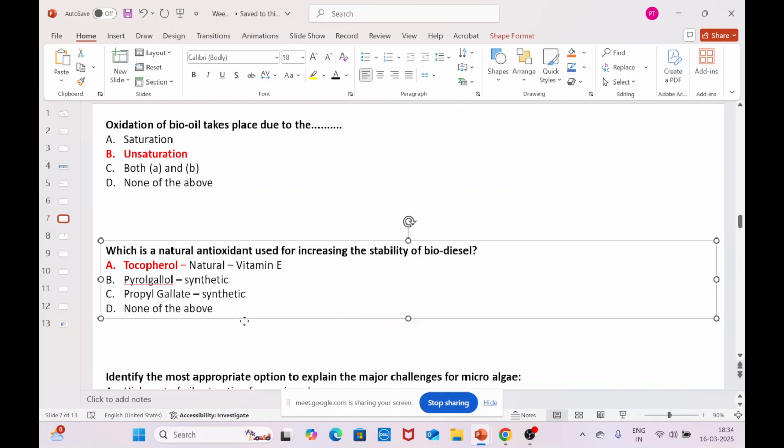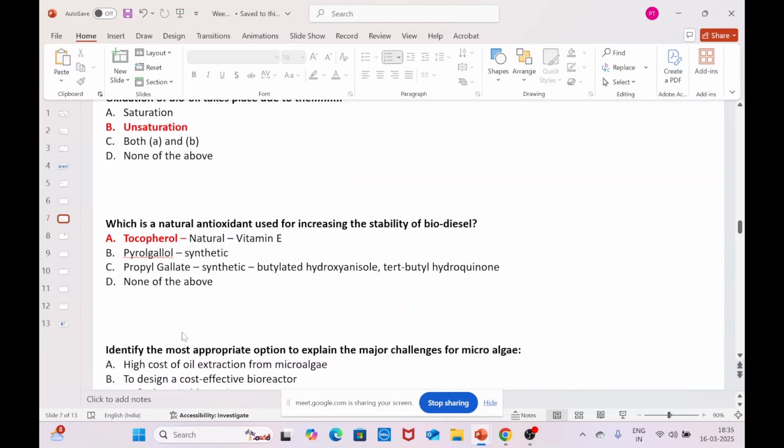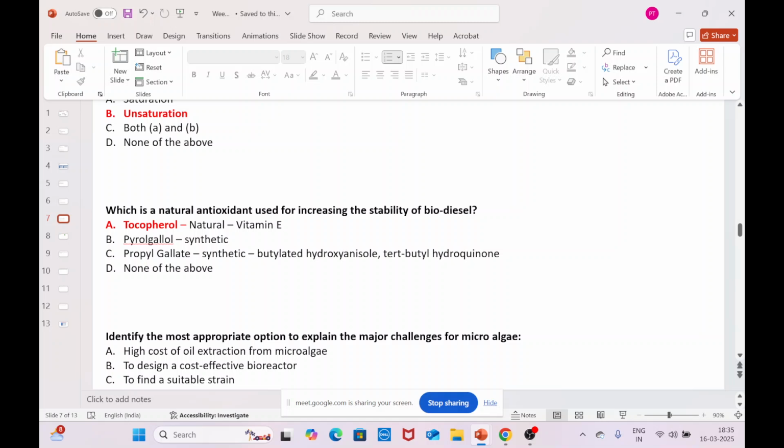Hmm. And in synthetic, apart from these two, you have other compounds also, like let me just write them: butylated hydroxyanisole, and the next one is tertiary butyl hydroquinone. So, yeah, the natural antioxidant is tocopherol.